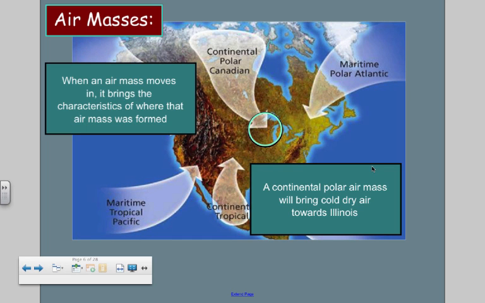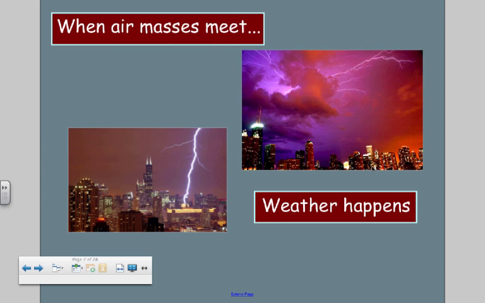Why do we care about air masses? Well, when air masses move into a new area, they take their characteristics with them. So if we get a continental polar air mass moving into where we are, near Chicago, then that brings dry, cold air. If it was moving from maritime tropical up to us, it would bring warm, moist air with high humidity. So where it comes from indicates what kind of weather it's bringing with it.